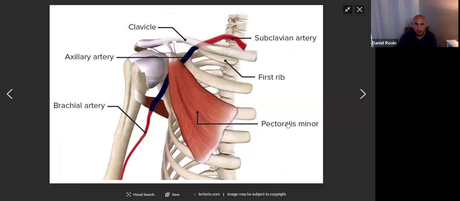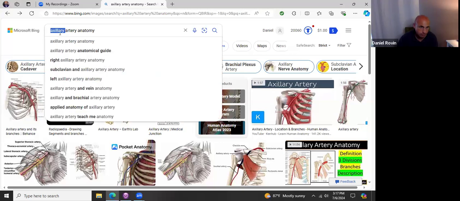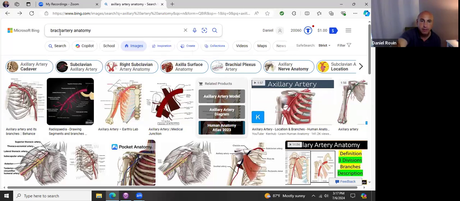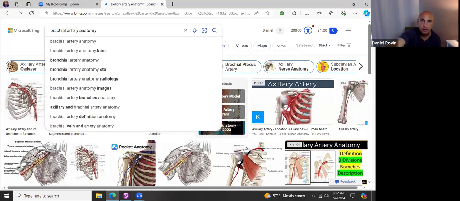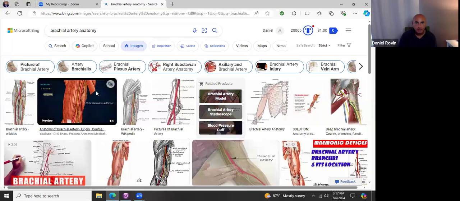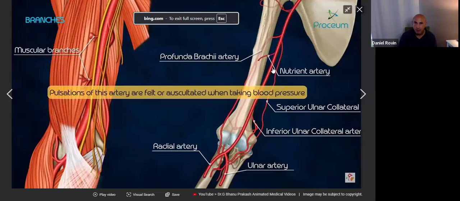All right, so let's take a look at it now as the brachial artery, and we're going to see the same basic pictures. Brachial artery. All right, so here's the brachial artery as it comes down and then branches at the elbow. There's all those vessels anastomosing around the elbow.